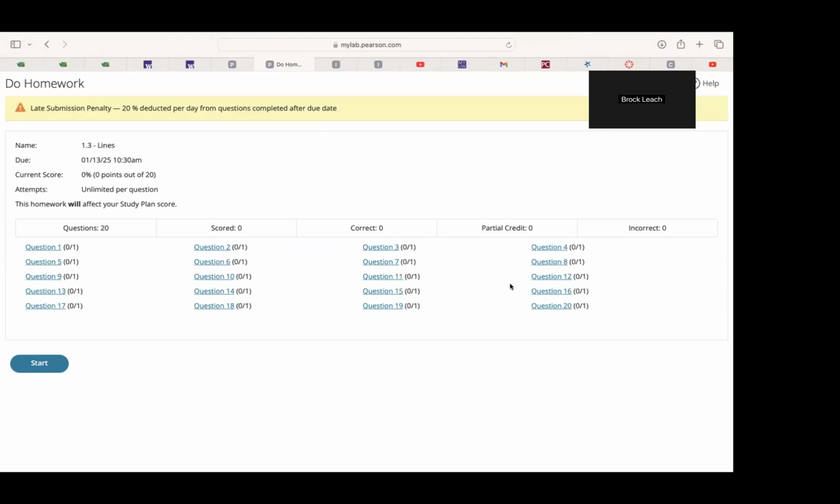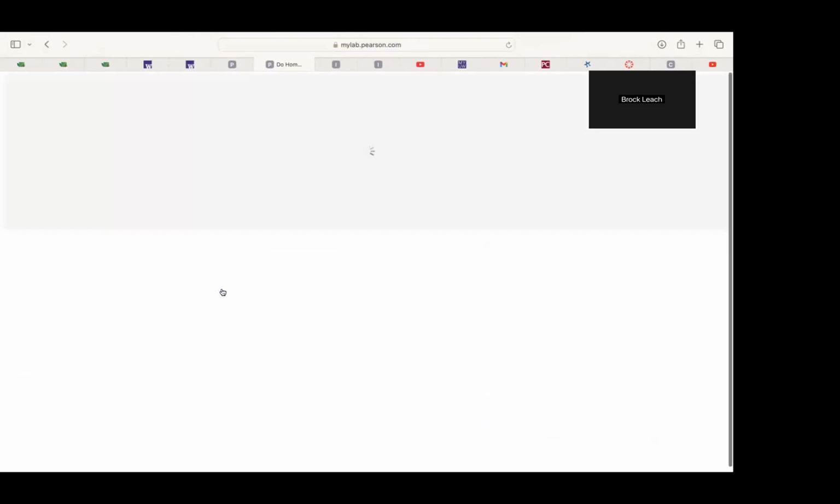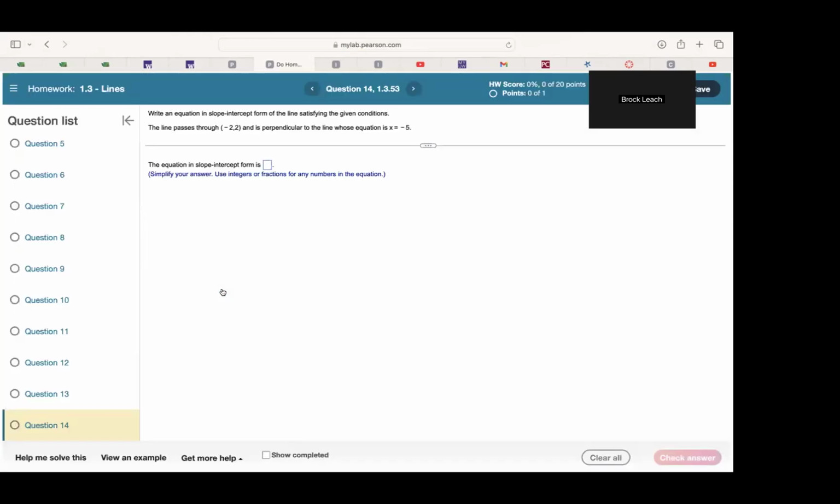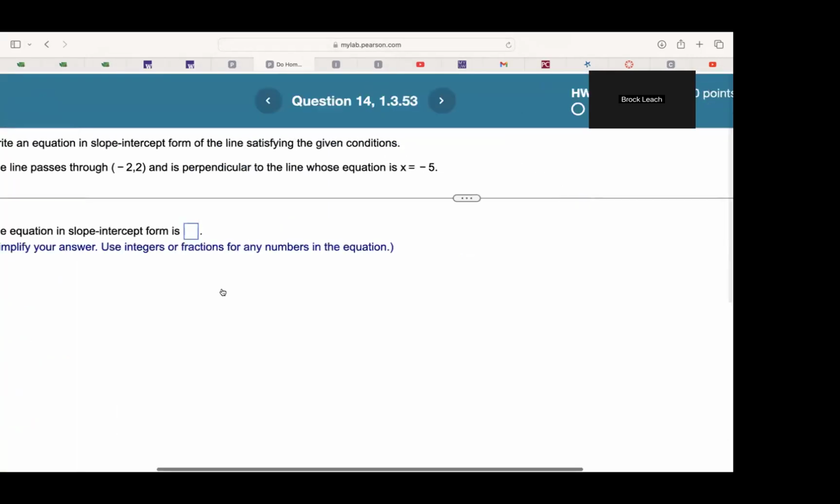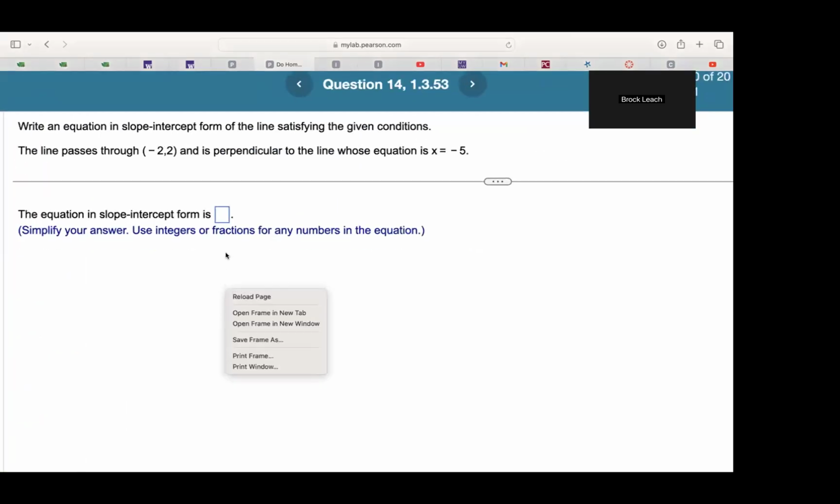Number 14. Start with 14. Write an equation in slope-intercept form of a line satisfying the given conditions. The line passes through -2, 2, and is perpendicular to the line whose equation is x equals -5. All right. Let's make that a little bigger so you can see it.